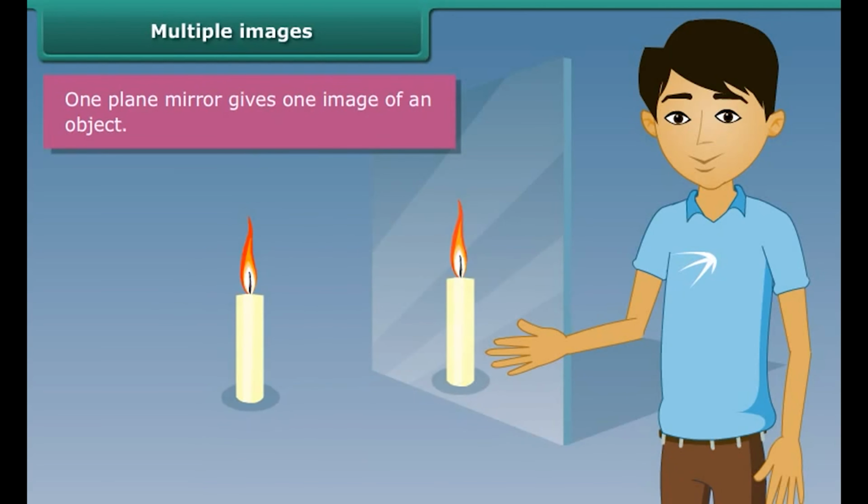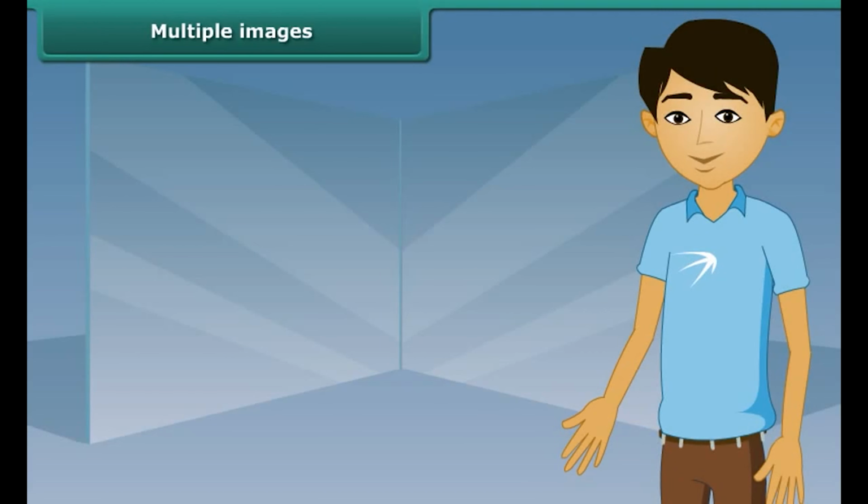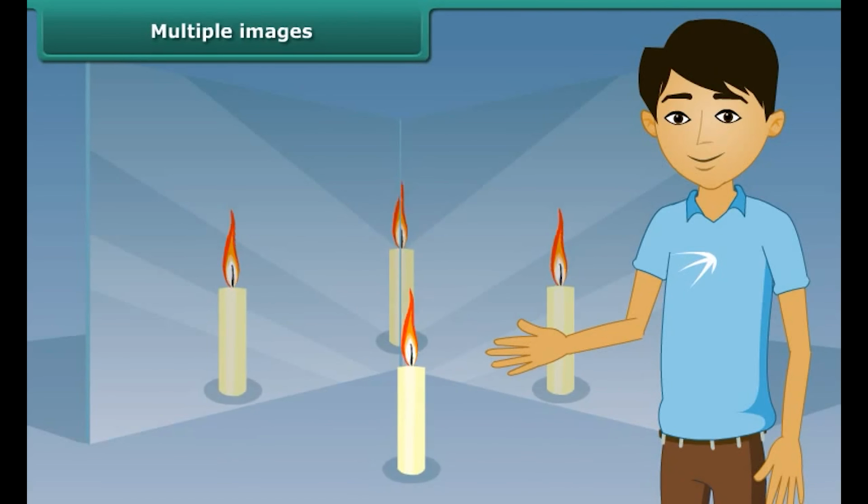One plane mirror gives one image of an object. Can you tell how many images we would obtain with two plane mirrors? Let us perform an activity to know the number of images formed using two plane mirrors. Take two plane mirrors. Set them at right angles to each other with their edges touching. Place a lighted candle in between the mirrors. How many images do you see? Strangely, we can see 3 images of the candle in 2 mirrors. This is how multiple images are formed in a mirror maze that we all enjoy going through.